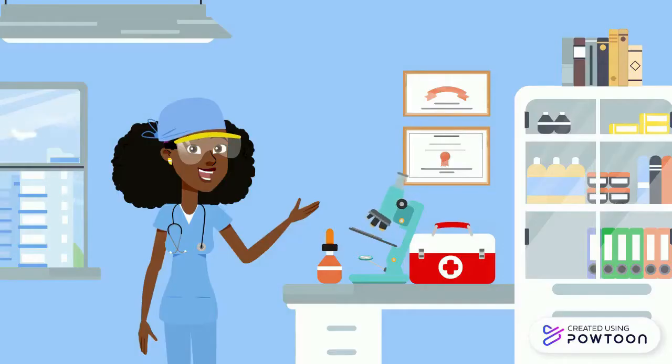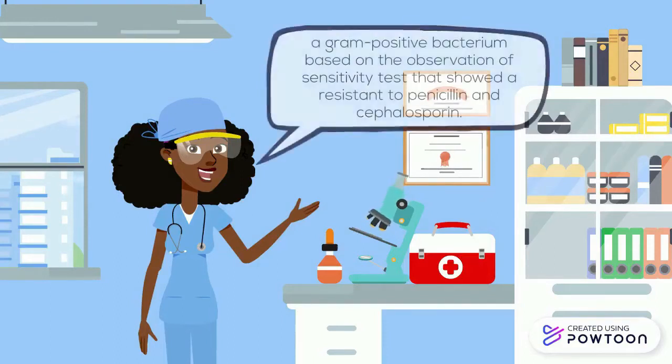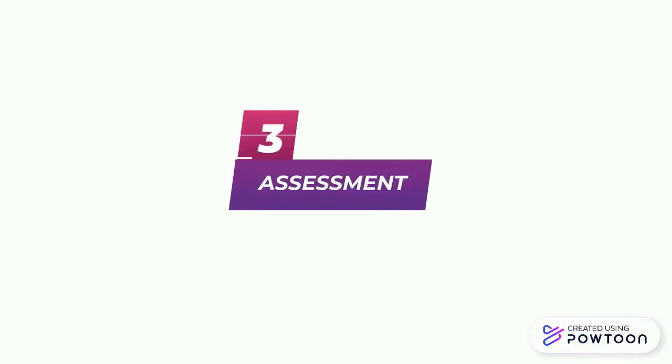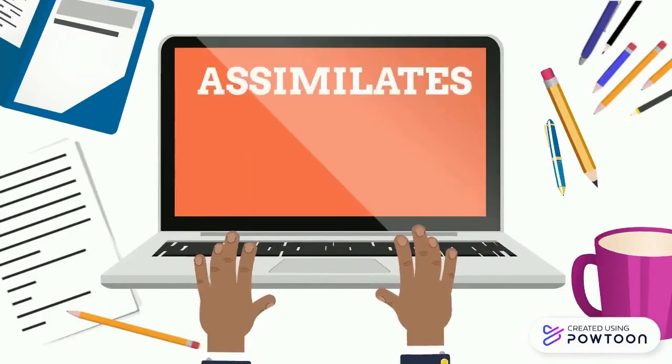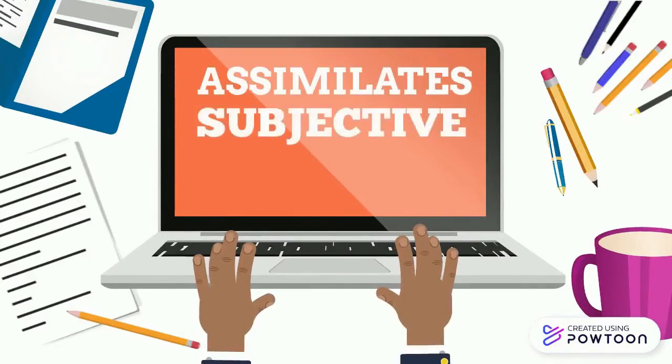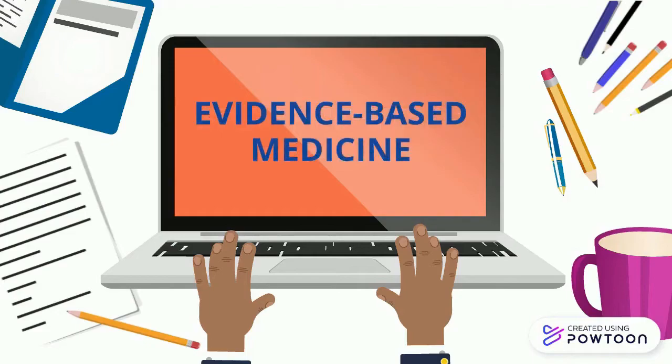In this test, culture of the wound reveals Staphylococcus aureus, which is a gram-positive bacterium, based on sensitivity tests that showed a resistance towards penicillin and cephalosporin. Now, let's move on to part A, which is the assessment made on the patient. This section is where our group assimilates all the information we obtained from the subjective and objective areas and applies it to standard practice as defined by evidence-based medicine.